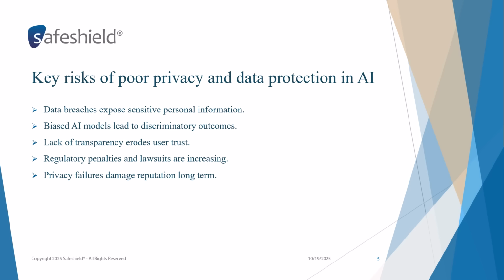Finally, organizations face legal and reputational risks. Regulators worldwide are imposing stricter penalties for non-compliance, with fines reaching millions of dollars. At the same time, negative publicity from privacy scandals can damage a brand for years. Addressing these risks requires proactive governance, strong technical safeguards, and a commitment to ethical data practices. Protecting privacy in AI is not optional. It is essential to responsible innovation.